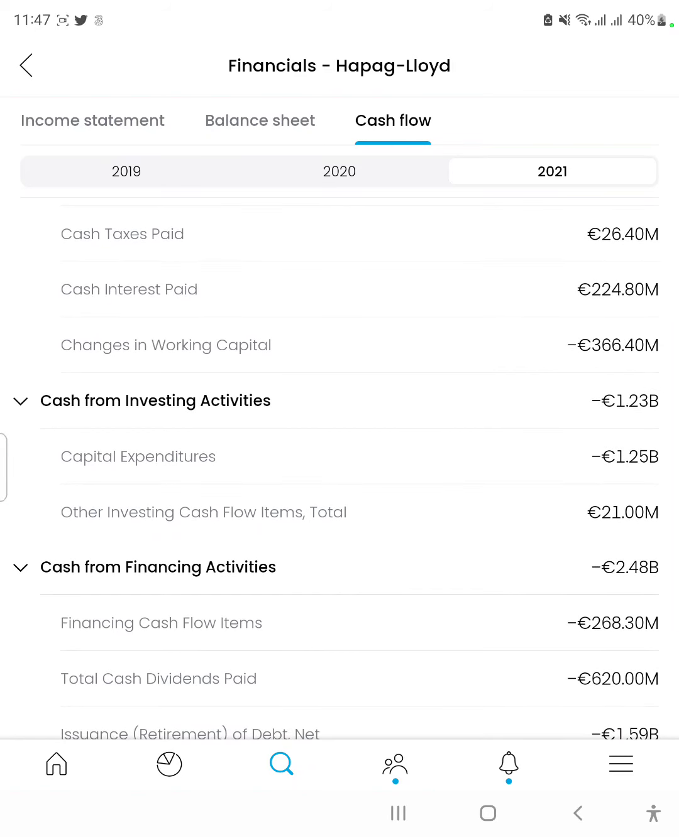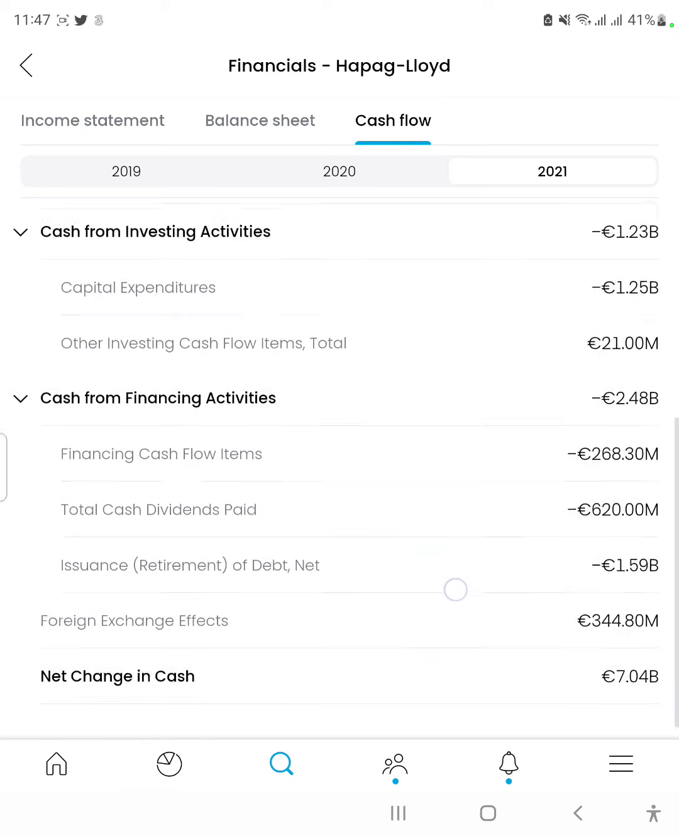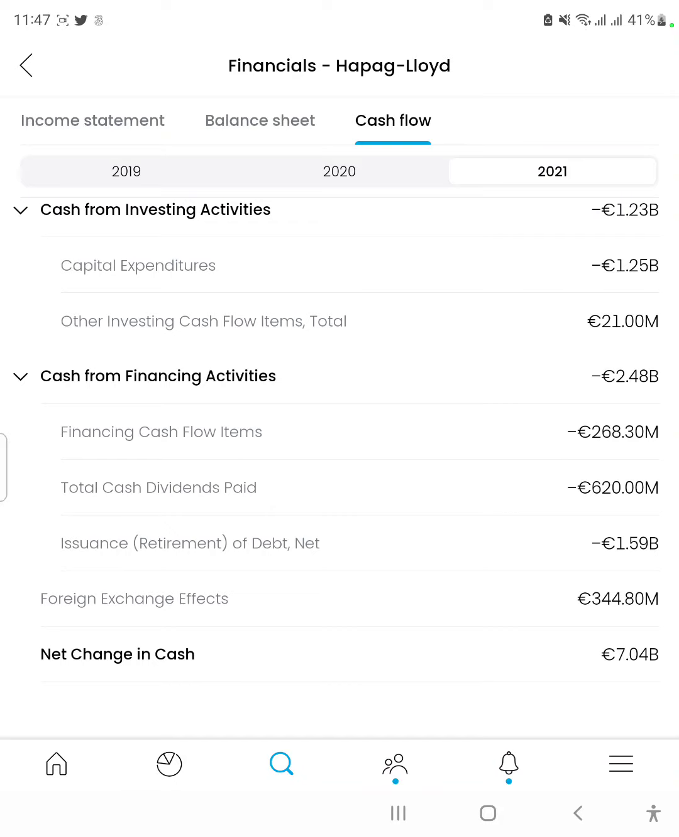The company managed to spend 1.23 billion euros with regards to investment activities, 1.25 billion euros of which went to capital expenditures, and the difference that brought it down was 21 million euros that was gained from other investing cash flows. The company managed to spend 2.48 billion euros on cash flow from financing activities. That was 268 million euros spent on cash flow financing items, 620 million euros paid in dividends to shareholders, and 1.59 billion euros that was spent with regards to retiring debt. So the company managed to eliminate 1.59 billion euros of debt.